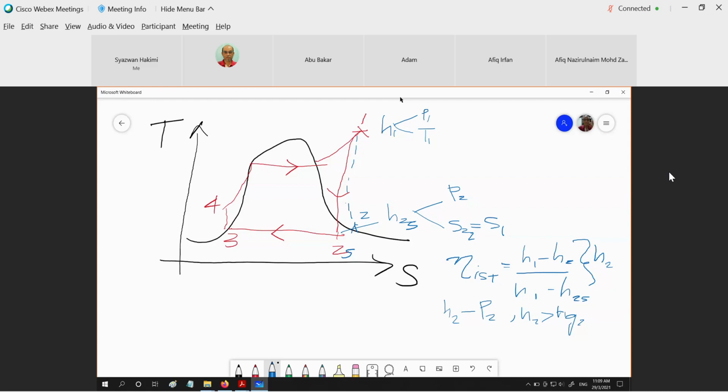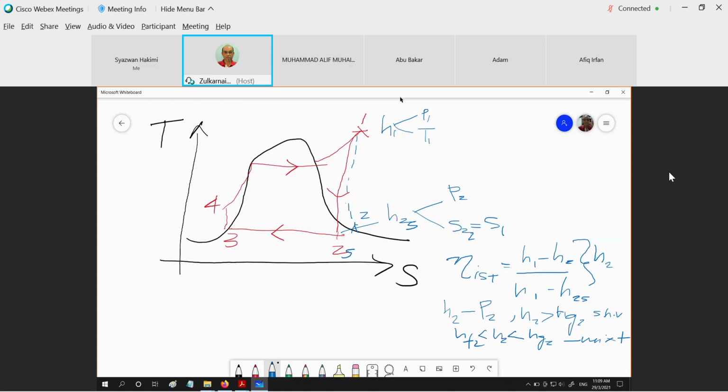If H2 is greater than Hg2, what is the state? Superheated vapor. If H2 is greater than Hf2 and less than Hg2, then we are getting a mixture. Okay? So that is how we get the H2, H2S, and we prove what is the state of 2.